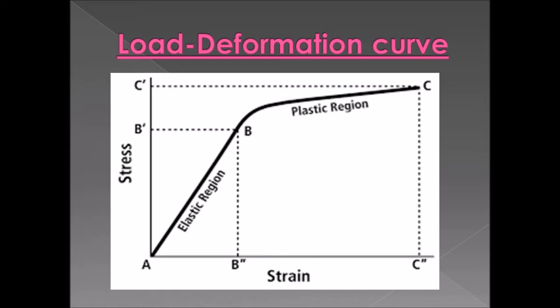B is the yield point, that is the point after which, if the load is applied, the bone will never recover to its original configuration. There may be some deformation. You can say that some deformation will be there that will stay there permanently.